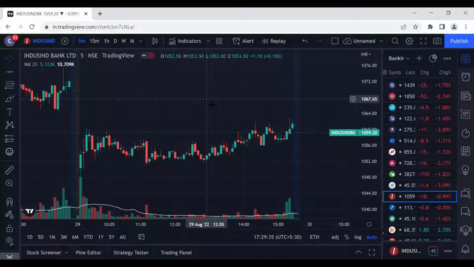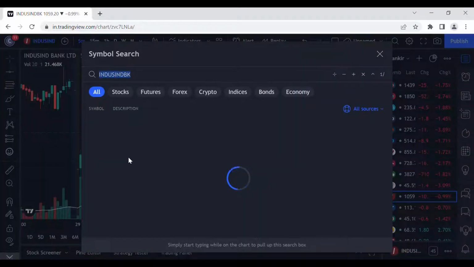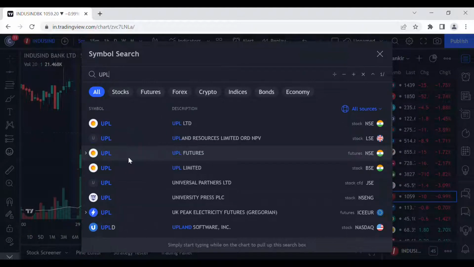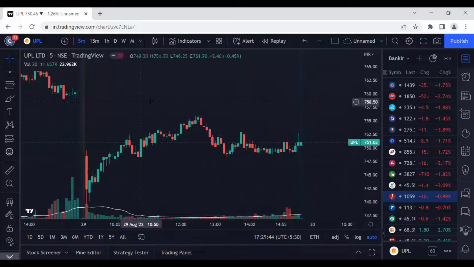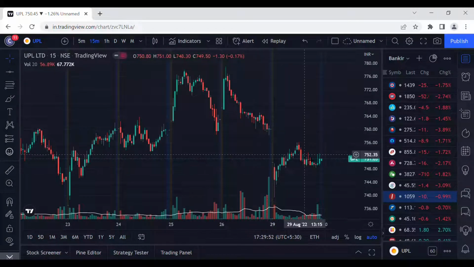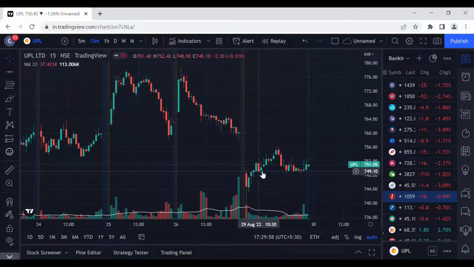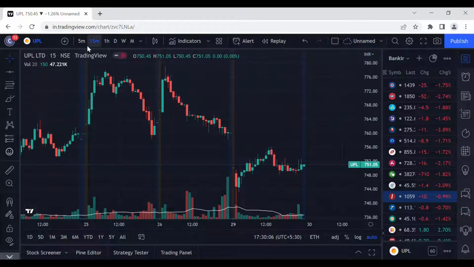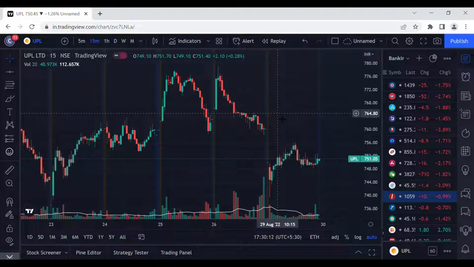Yeah, and the last trade is the UPL trade. It's completely a wrong trade. I mean to say, it's a wrong trade for me. I did not take it consciously. After formation of this red candle, I had a thought of taking a short position. Clearly to say, UPL is a wrong trade. So I'll just say my entry and stop loss points.